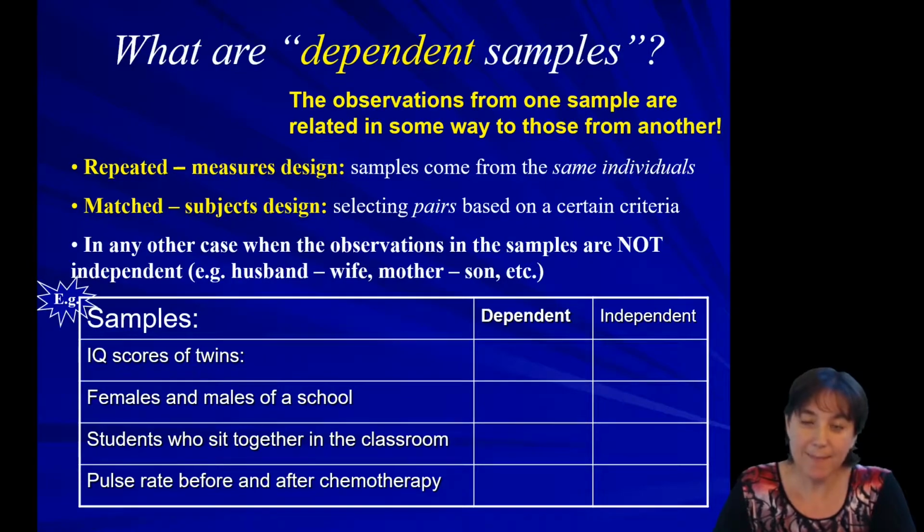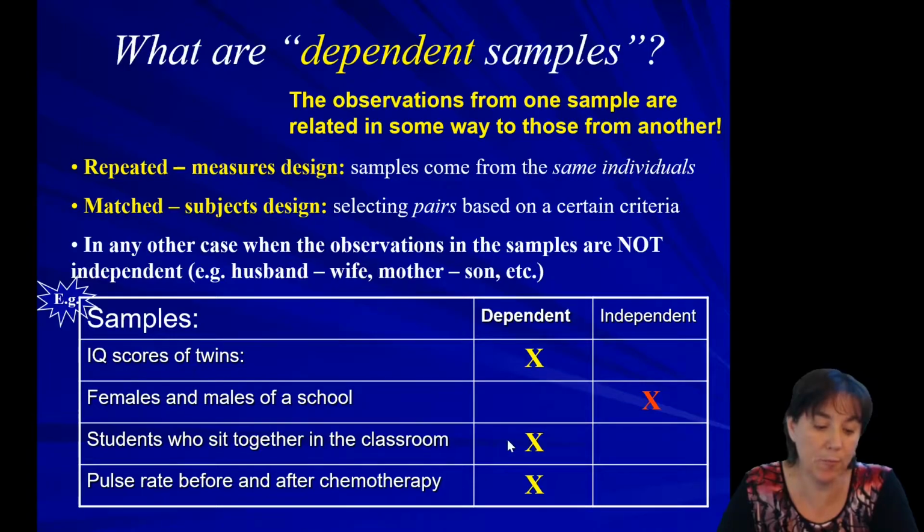So let's do a little test. Is it dependent or independent samples that we're talking about? If it's IQ scores for twins, well, that's dependent, obviously. Females and males of a school, on the other hand, are independent. They have nothing to do with each other. But students who sit together in the classroom are dependent because they sit together. So that's a criterion that connects them. And pulse rate before and after chemotherapy is a typical dependent samples example. This also is worth practicing.